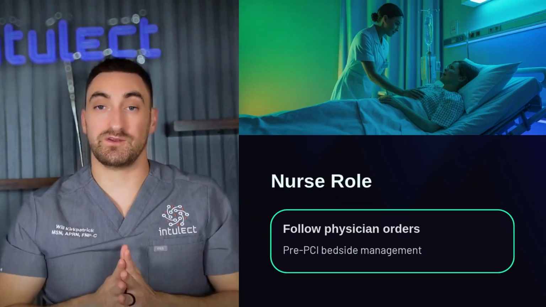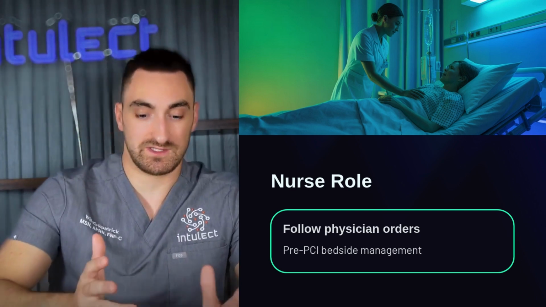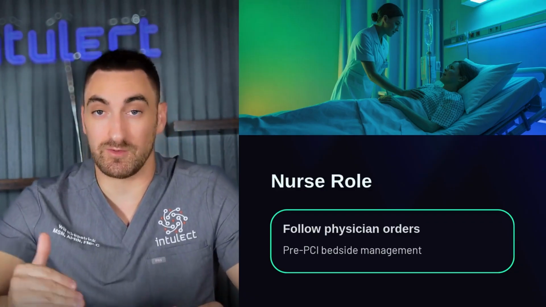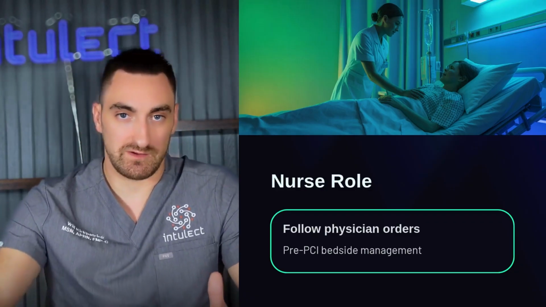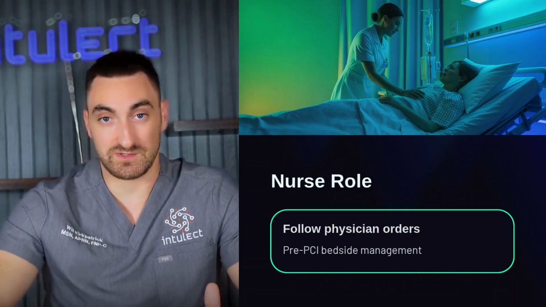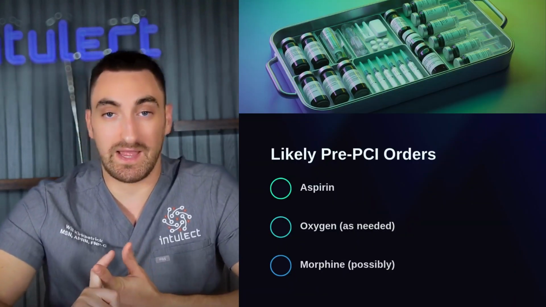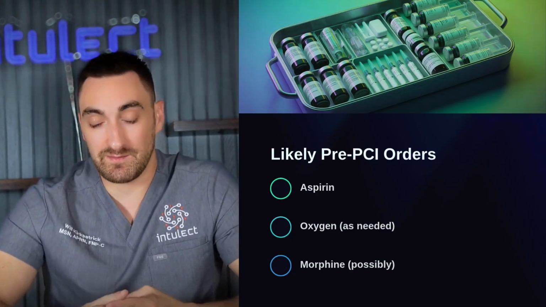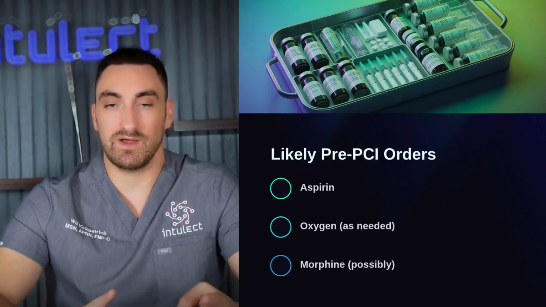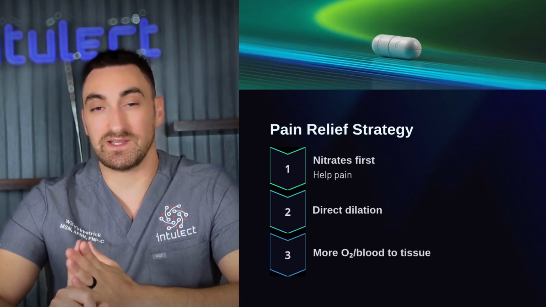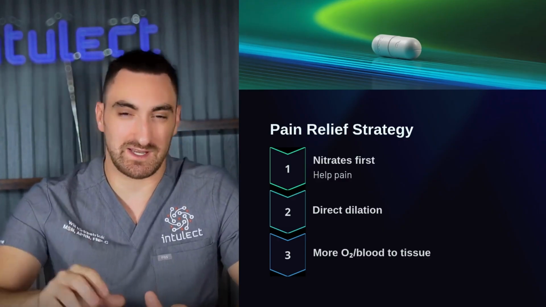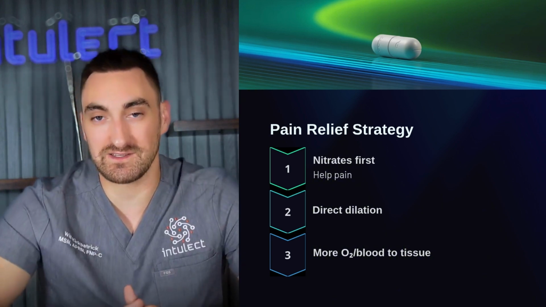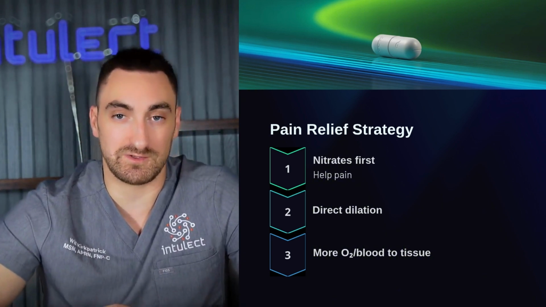So as a nurse, what do you do at the bedside when you have a patient who is suffering from a myocardial infarction? If you're at the bedside and you know that this patient is about to go for a PCI procedure, of course, you're going to follow the orders that the physician was likely to order. So you're probably going to be giving some aspirin, some oxygen supplementation, depending on the type of patient you have in front of you, maybe morphine, but usually nitrates will also help the pain. They will usually stick with those first because they have a direct impact, dilating those coronary arteries, allowing more oxygen and blood supply to get to that injured muscle tissue.